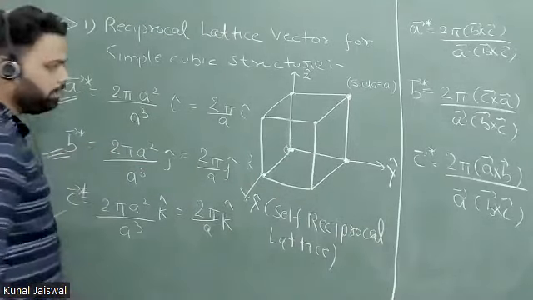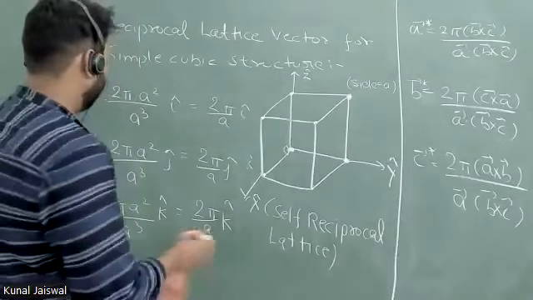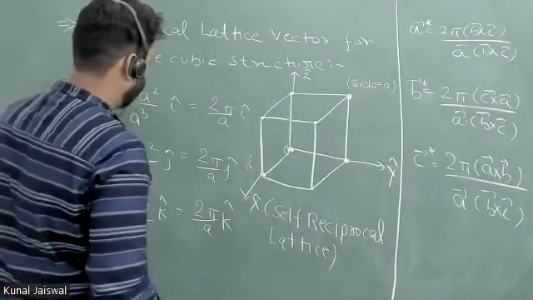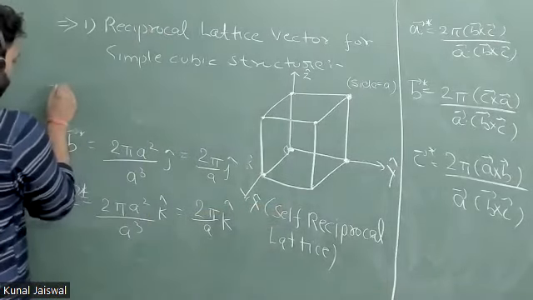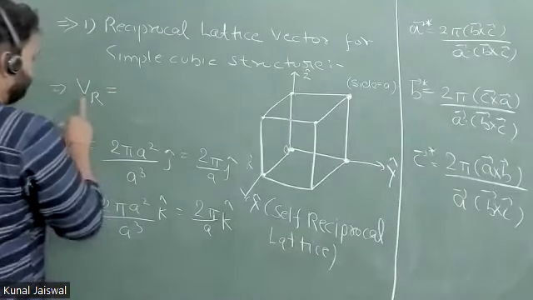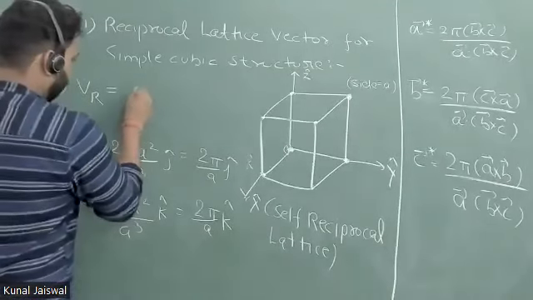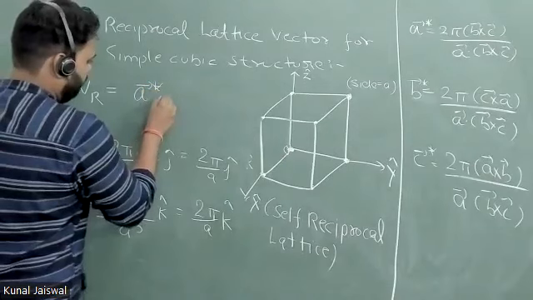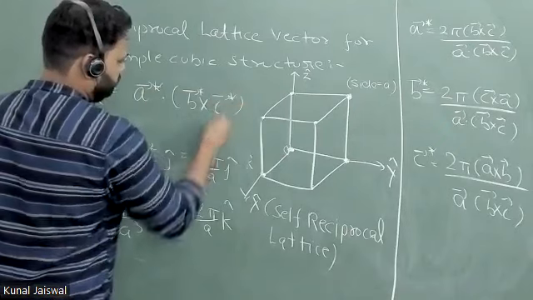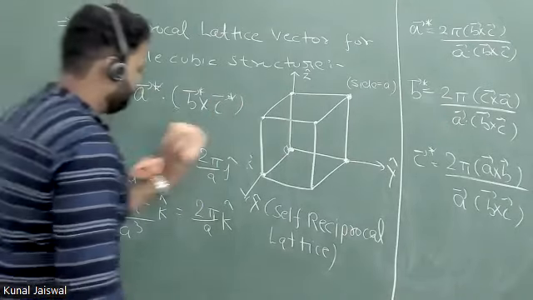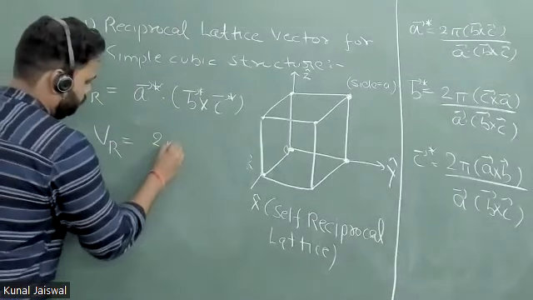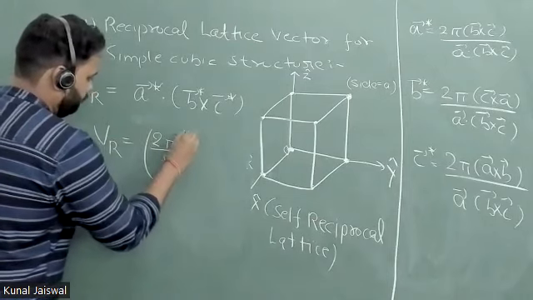So here you can also find the volume of the reciprocal unit cell with the help of A star, B star and C star. Has everyone done this? Shall we move ahead? So simply you can find the volume. I'm representing by V_R the volume of the reciprocal unit cell, and it will be A star vector dot B star vector cross C star vector. And when you solve this, you will get 2 pi by a whole cube. This is what you will get, right?